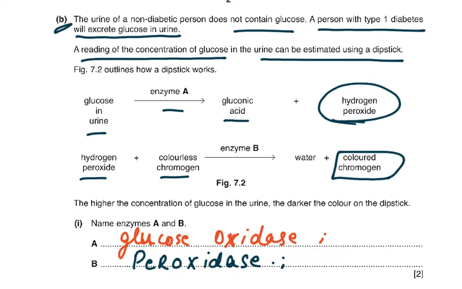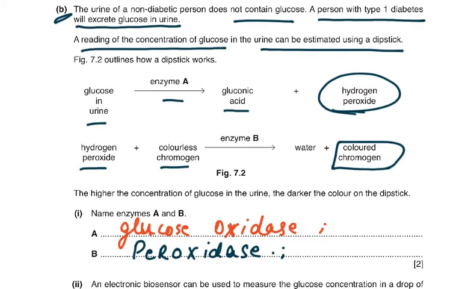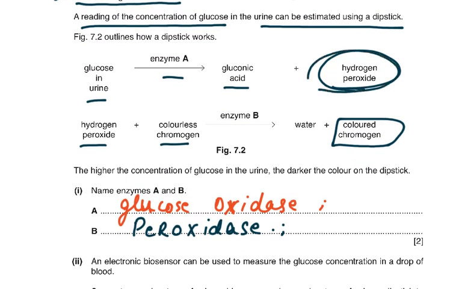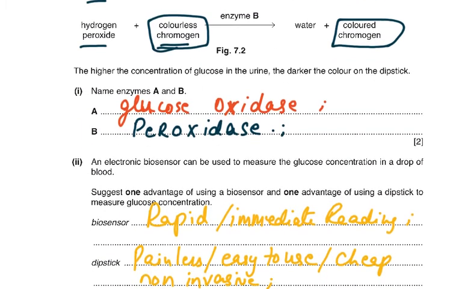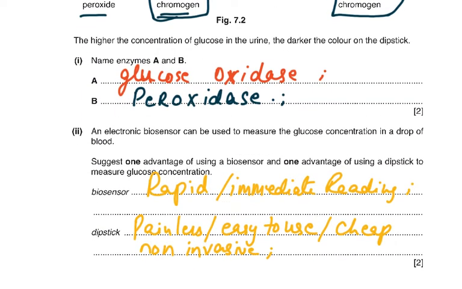Name enzyme A and B. A is glucose oxidase, B is peroxidase, because it's going to react with the hydrogen peroxide and with the colorless chromogen, which is going to change color. An electric biosensor can be used to measure the glucose concentration in a drop of blood. Suggest one advantage of using a biosensor and one advantage of using a dipstick to measure glucose concentrations.